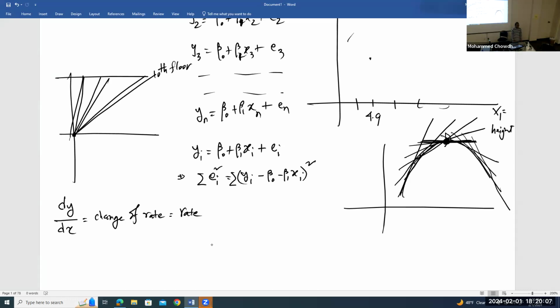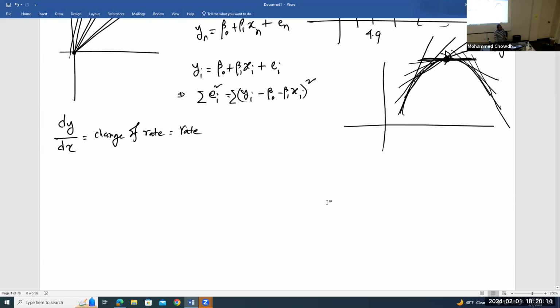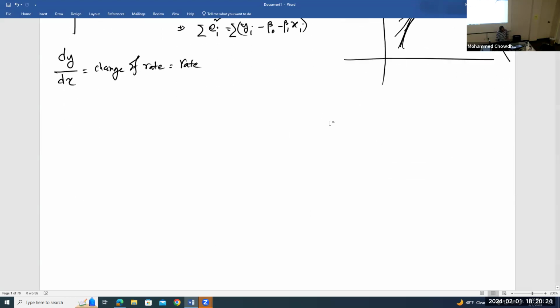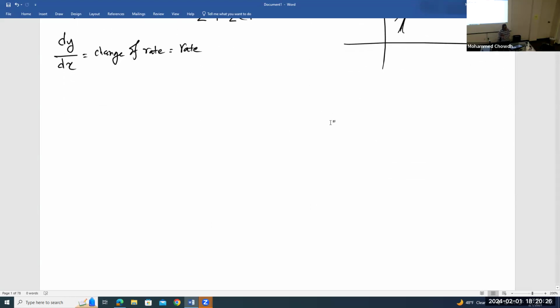How? I want to give you a very beautiful example so that you will never forget these things. If someone in your life asks you what dy dx means, dy dx means change of rate or rate itself. Take a look at that realistic example. I'm coming to the derivation realistic example. 10 people yesterday made $80, right?